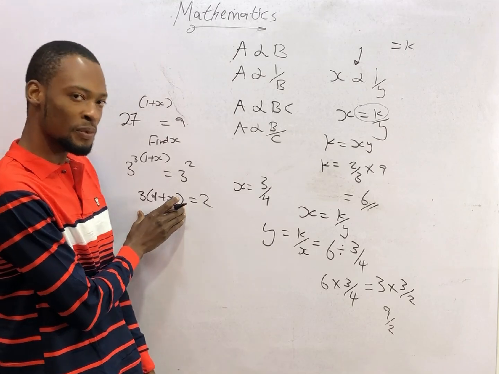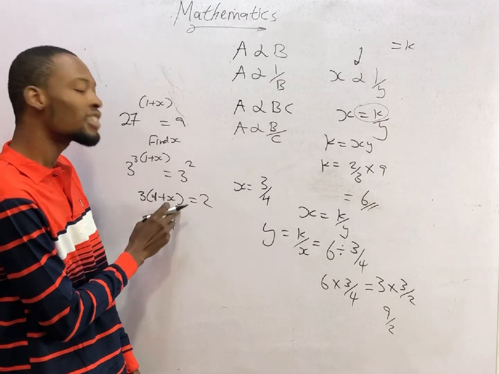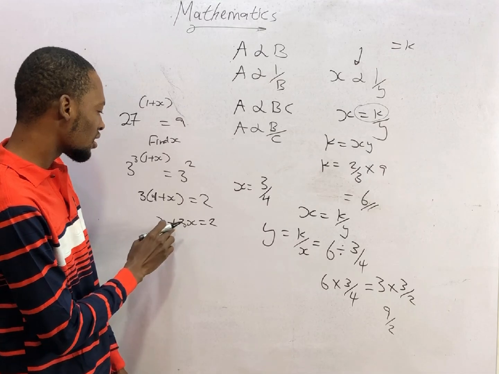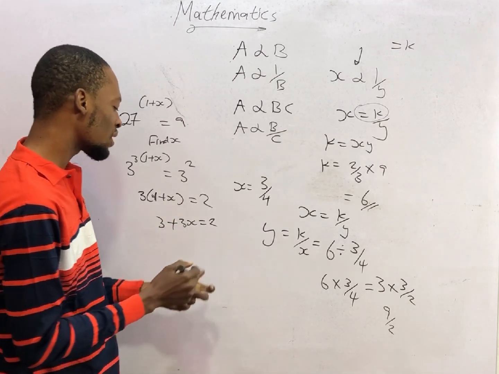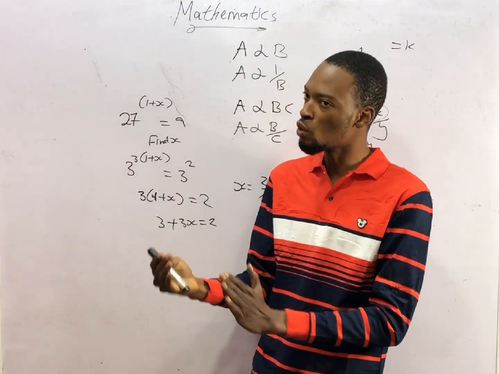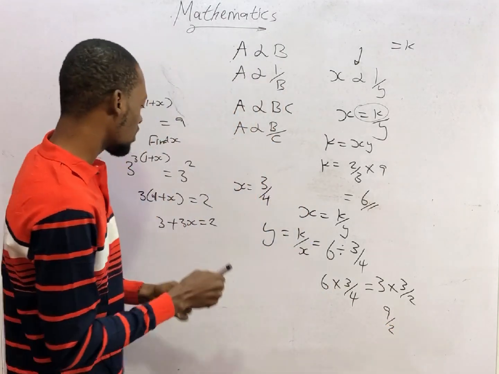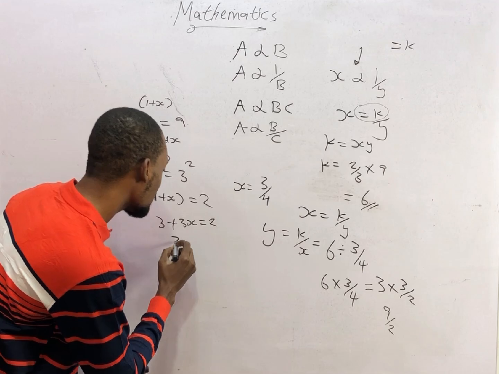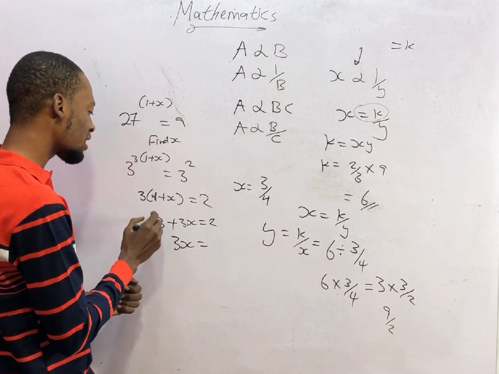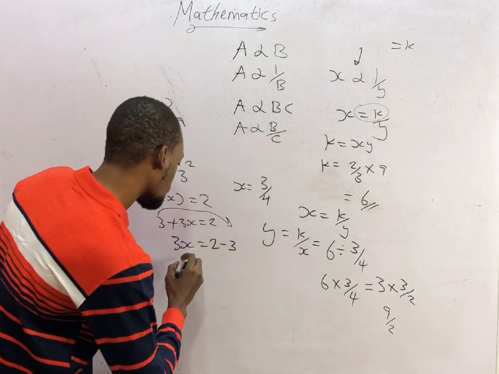Now let's open up this bracket. It is simply 3 times 1, 3, plus 3 times s, 3s, to be equals 2. 3 plus 3s will not work. You can't add letters and numbers. 3 times 3s will work to give you 9s, but 3 plus 3s will not work. Therefore, we need to collect like terms so that 3s stays here, then 3 goes to the other side of the equality sign. And as it crosses, it becomes negative to give you 2 minus 3.